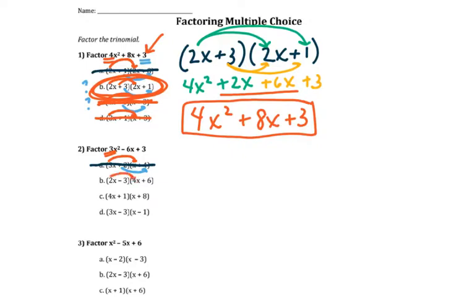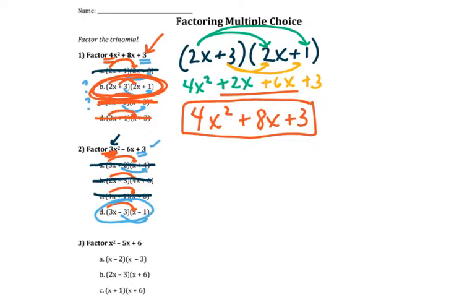Again, check the front. 2 times 4 is 8, not 3. So the front numbers would not multiply to make that front number. So it's not B. Let's try C. 4 times 1, no, that's not 3. So C also does not work. Option D, 3 times 1, yep, that makes 3. Check the back. -1 times -3 times -1, yep, that makes +3. So the answer is D.